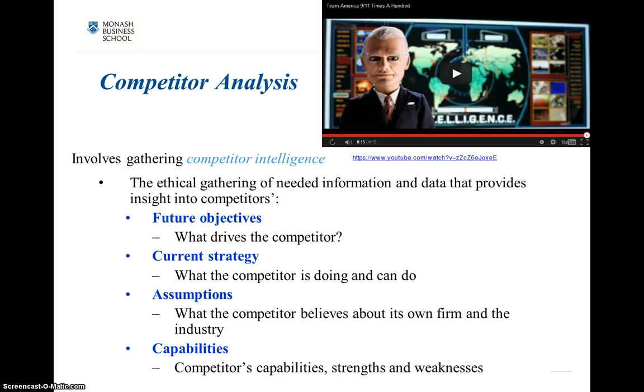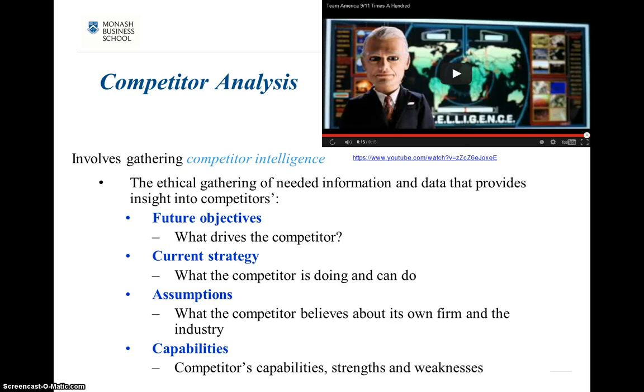Unfortunately, we are looking at a different type of competitor analysis and different types of competitor intelligence here. But that's what competitor analysis is all about. It's basically gaining information about your rivals so that you're better able to understand their strategy and how that will also impact on your own strategy. It, in theory at least, involves the ethical gathering of needed information. How ethical that is will vary from time to time. But it's basically trying to understand more about your rivals.